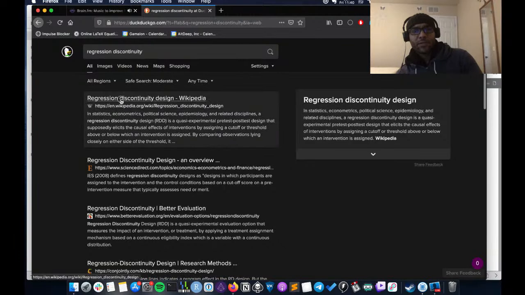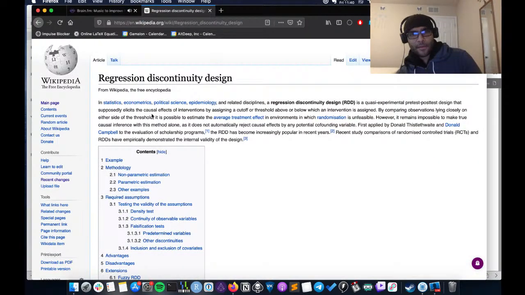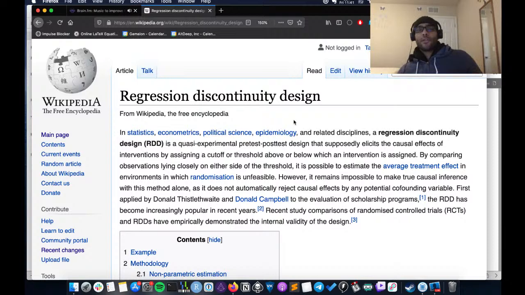Oh, that's what it says. In stats, econ, political science, epidemiology, a pre-test, post-test design that supposedly elicits the causal effects of interventions by assigning a cutoff or threshold above or below which an intervention is assigned. Okay, that's different from how I learned it. I learned something else. By comparing observations lying closely on either side of the threshold, it's possible to estimate average treatment effect in environments in which randomization is infeasible. Yeah, okay, that sounds familiar.